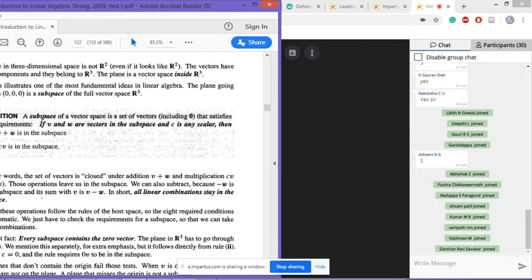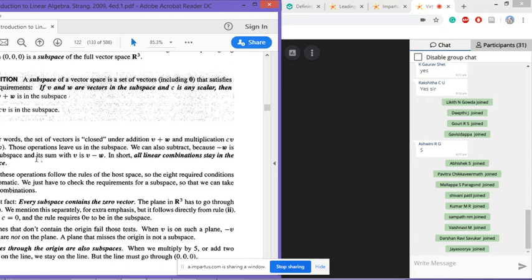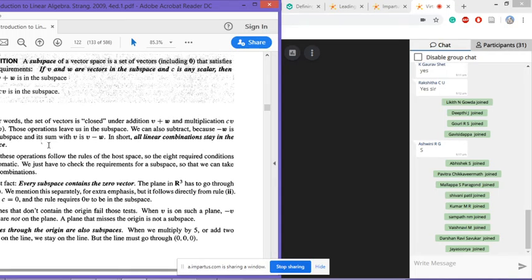Now let us look into the definition here. What is a subspace? A subspace of a vector space is a set of vectors including zero that satisfies 2 requirements. If V and W are vectors in the subspace and C is any scalar, then V plus W is in the subspace and C times V is also in the subspace. So when we add V plus W and multiply C times V, it is in the same space. These operations leave us in the subspace.